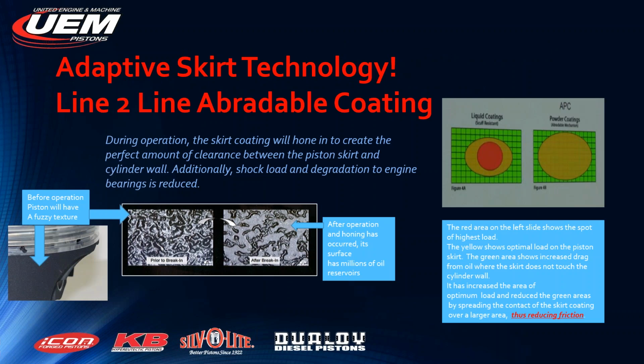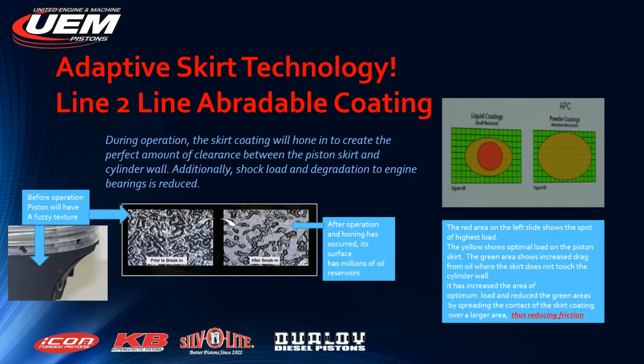Now, here's the coating that is really starting to get some traction in the industry. This is an adaptive skirt technology. We're licensed by our partners at Line to Line up in Michigan. It's an abradable coating. Now, I mentioned before that on our forged pistons, there's about a .0045 clearance on the 2618.